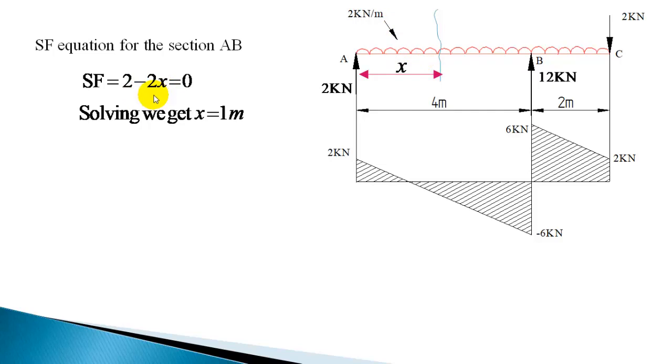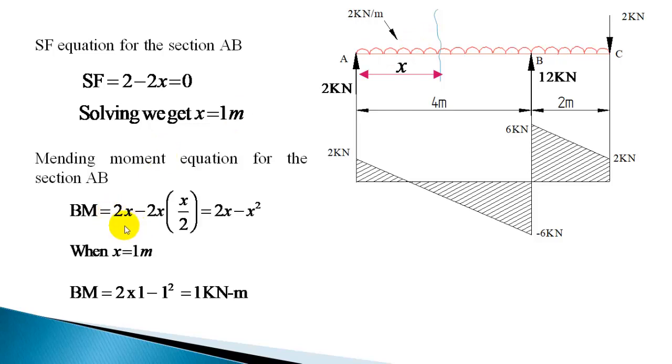So minus 2x, that force, into the distance x by 2. That downward force will act at a distance of x by 2. So minus 2x into x by 2, that will give the bending moment equation. So 2 into x minus 2x into x by 2, that is the bending moment equation, or 2x minus x square.